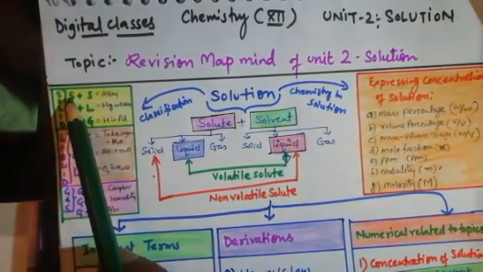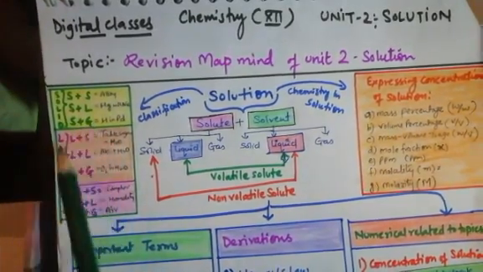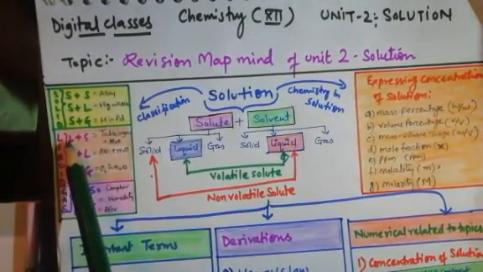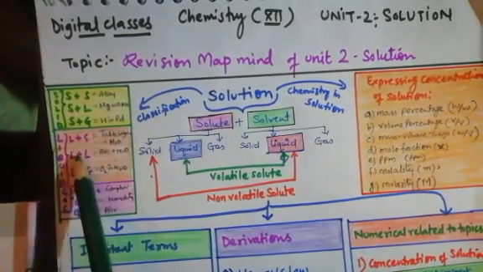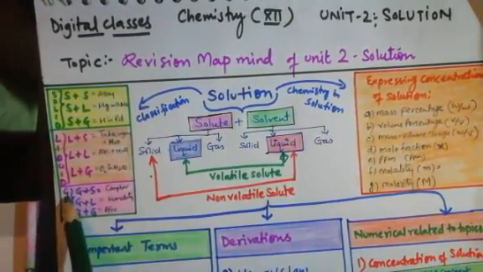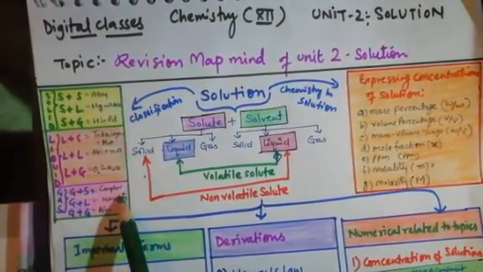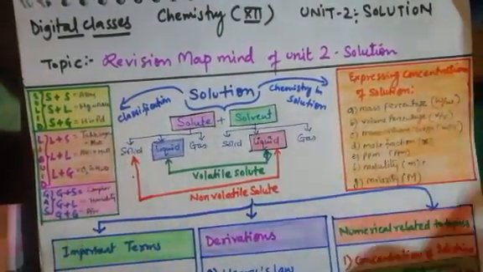Solid solutions can be made from solid in solid, solid in liquid, solid in gas. Liquid solutions can be classified as liquid in solid, liquid in liquid, liquid in gas, and gas can be classified as gas in solid, gas in liquid, and gas in gas. These are the following examples. I hope you did this already.